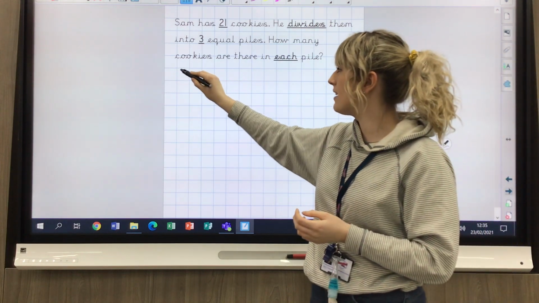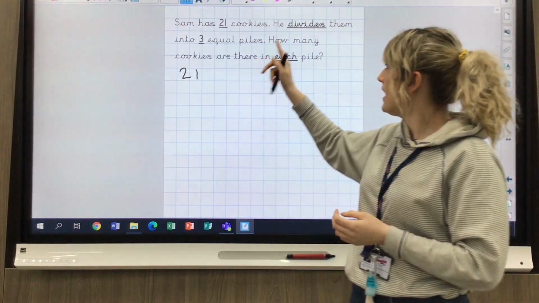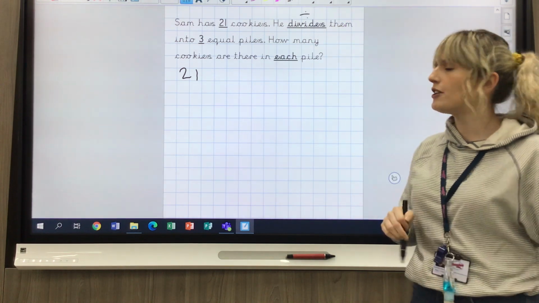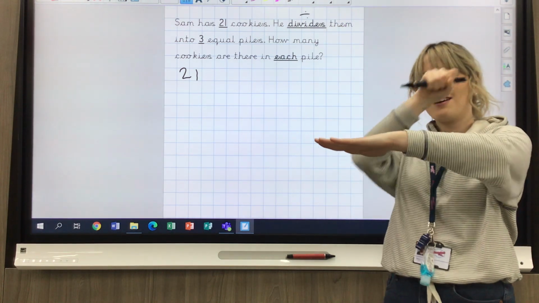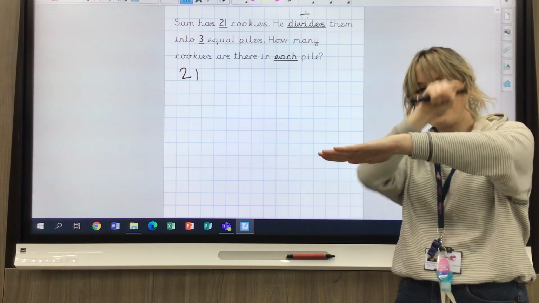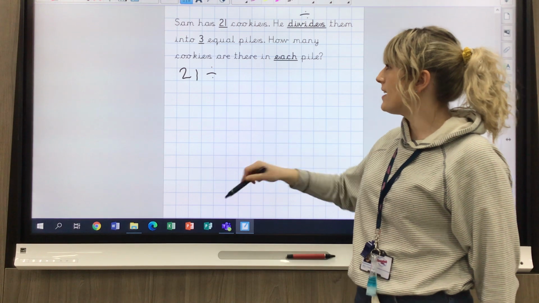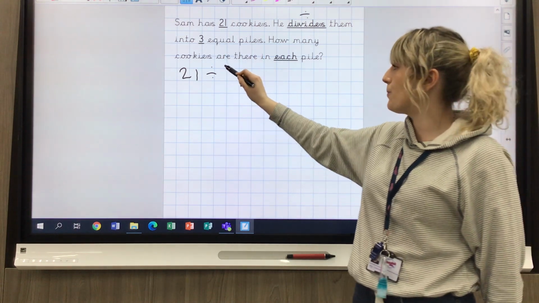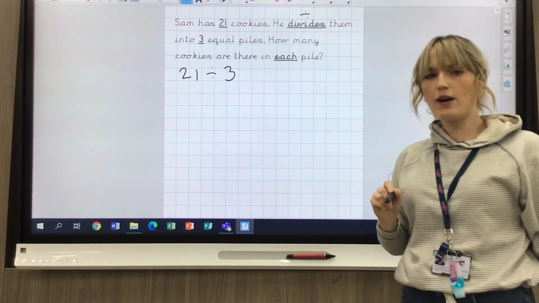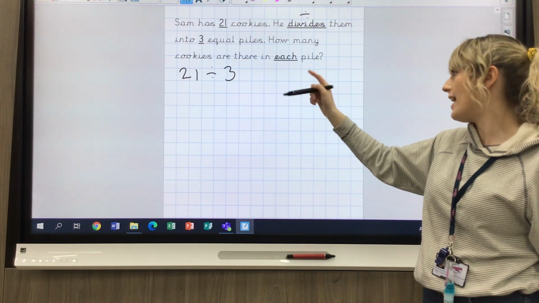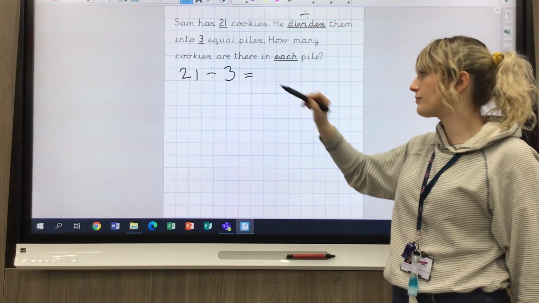I'm going to write that down. He's got 21. He divides. Oh, I know my divide symbol. Do it with me. Straight line, dot and dot, dot and dot. So 21, he divides them into 3 equal piles. So 21 divided by 3. How many cookies are there in each pile?